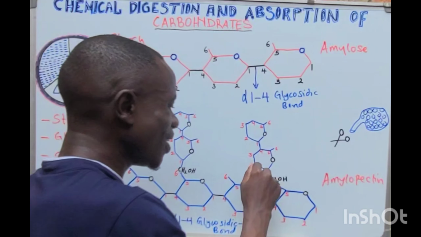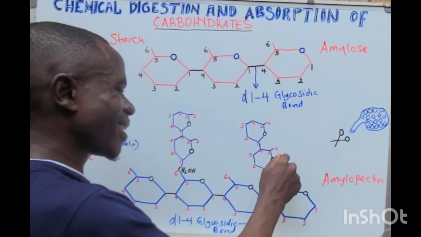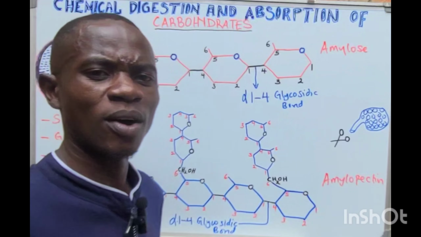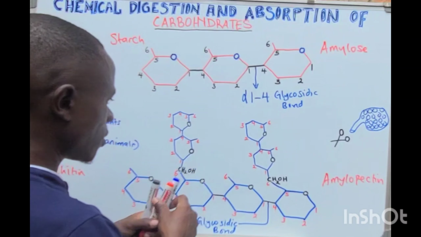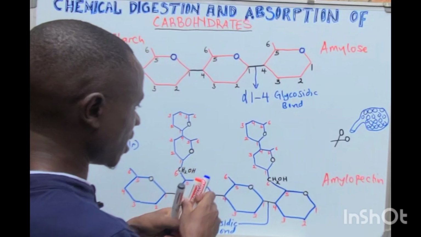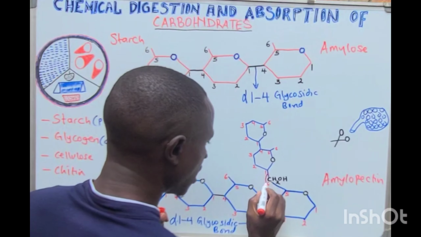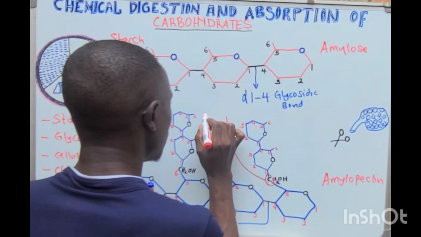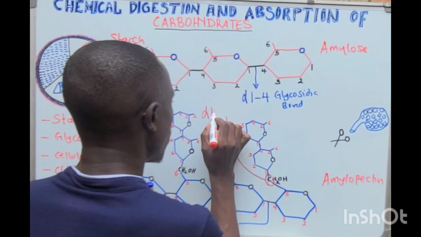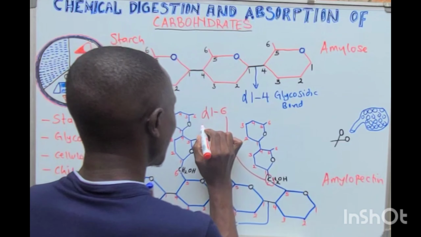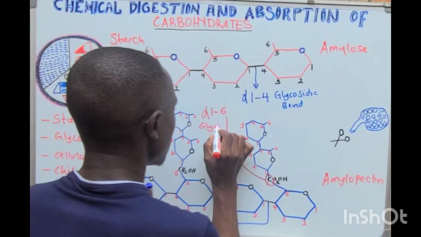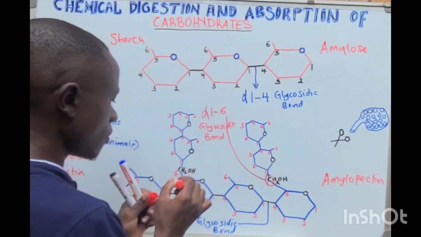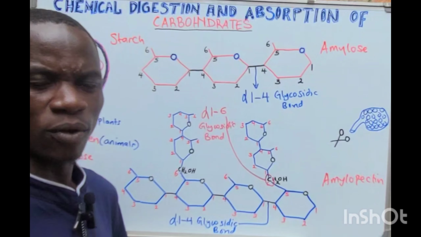So now, this bond which is created between carbon number 1 and carbon number 6, you know how this bond is called? This bond here which has been created is what we call an alpha 1 to 6 glycosidic bond. Okay, that is the name of this bond.